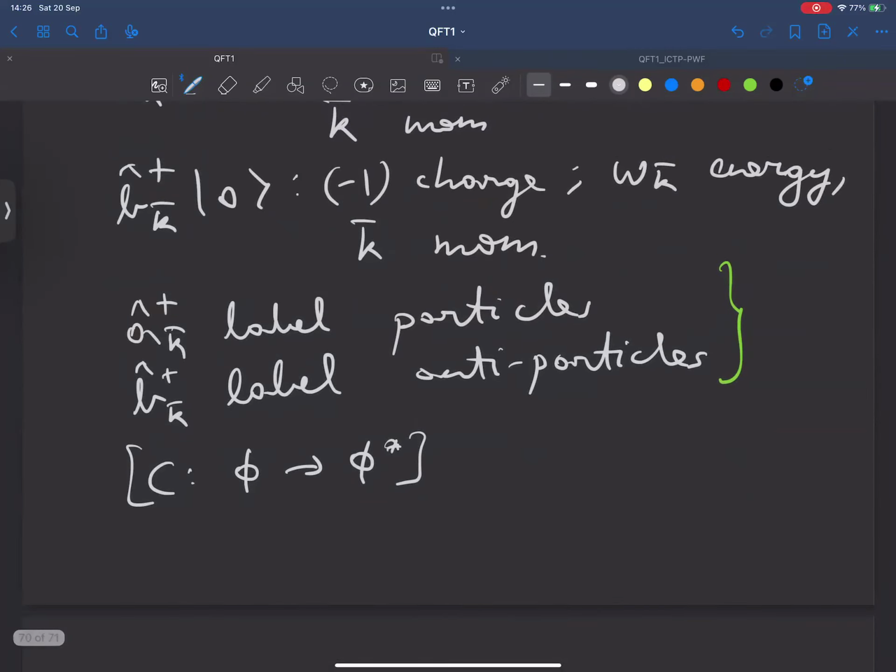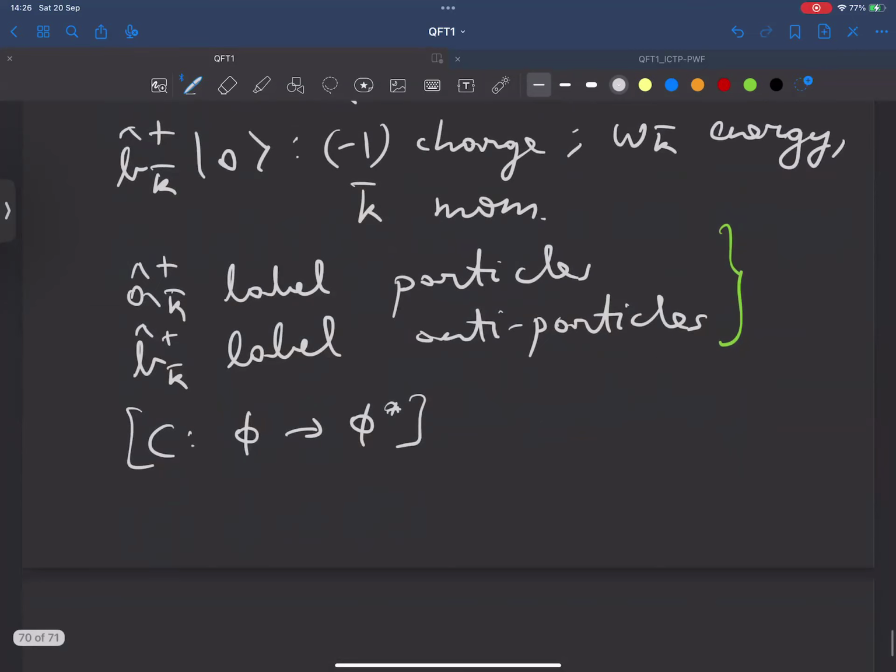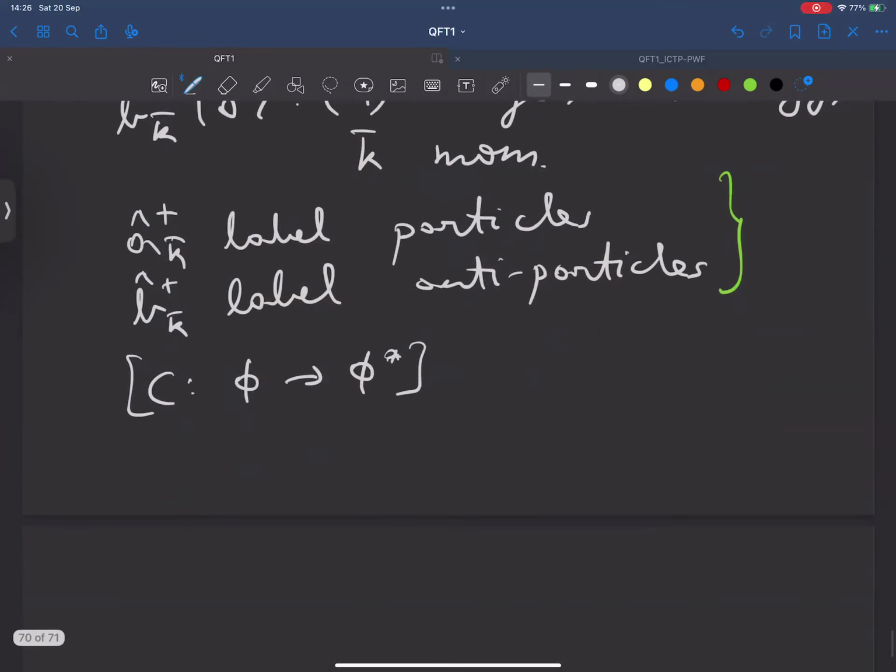So this is like the first thing about antiparticles that you learn. Now, once we know this, let's talk about how to create multi-particle states. So all we talked about was single particle states. So now let's create multi-particle states.